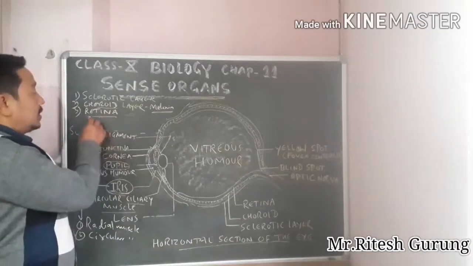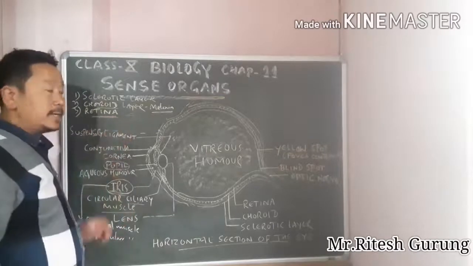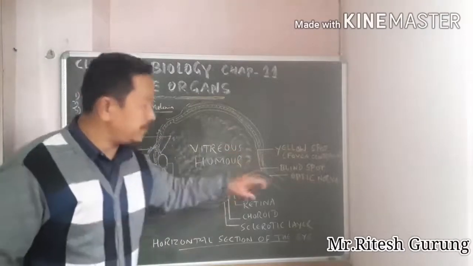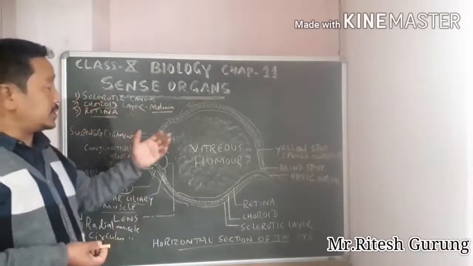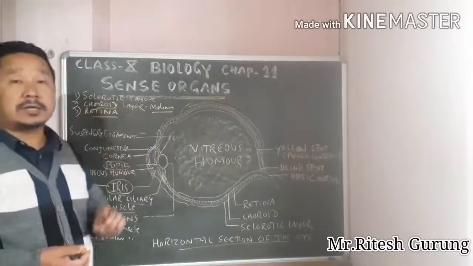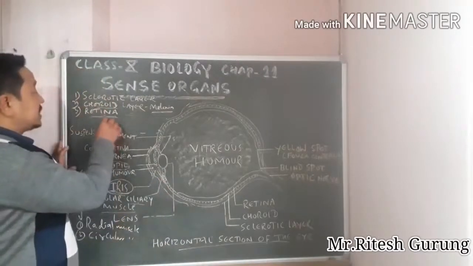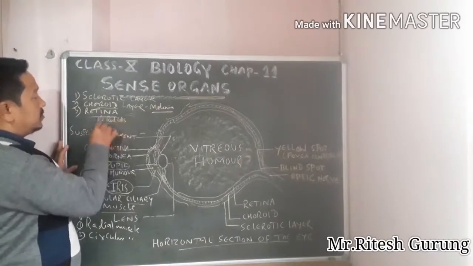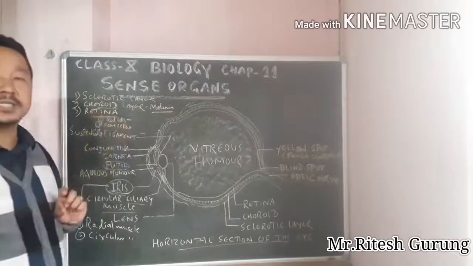Now, the third innermost layer of the eye is the retina. As you see here, this is all retina, and the retina is sensitive to light. On the retina itself, the image is formed. This retina contains two types of sensory cells: rod cells and cone cells.